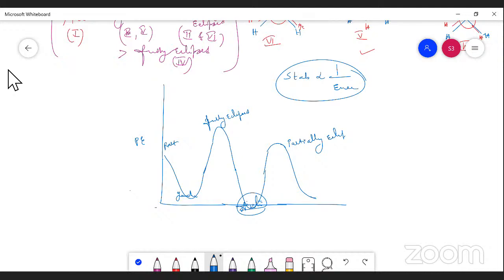After that, Gauche, and here also a Gauche form. So the two Gauche forms come next. Next, partially eclipsed and fully eclipsed. So this is the energy differentiation.